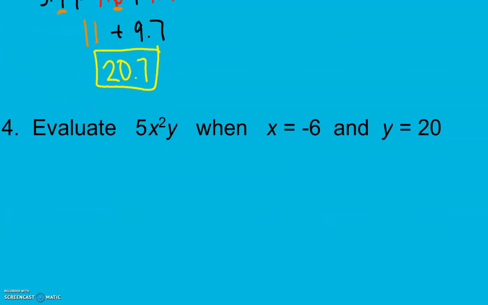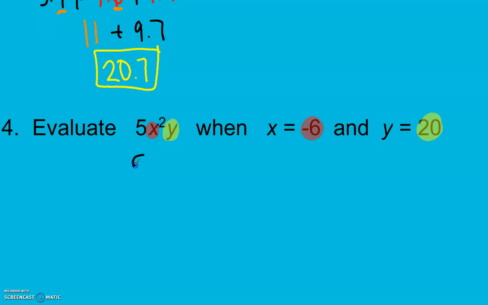Again, feel free to pause here and give this a try if you'd like. First off, we know what x equals. X is negative 6, so everywhere I see an x, I'm going to make it negative 6. Y is 20, so everywhere I see a y, I'm going to plug in a 20.